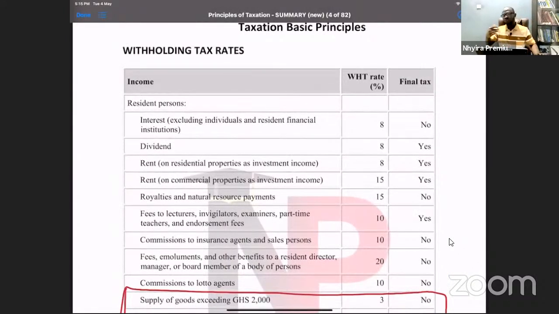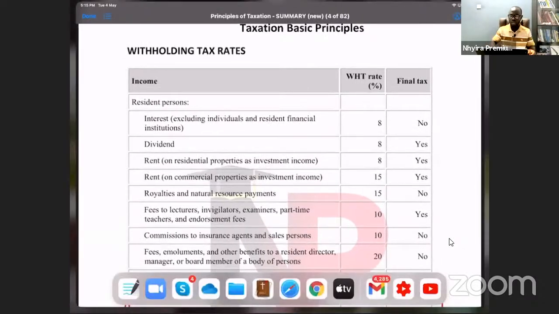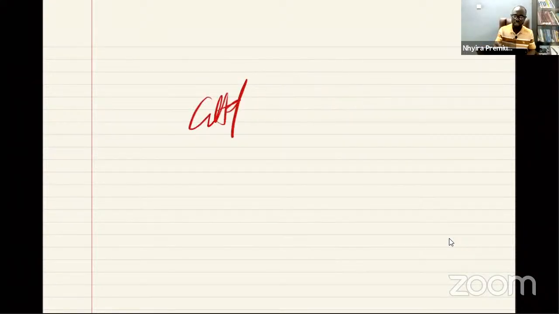But for VAT administration purposes, the Commissioner General has appointed some VAT registered agents to be VAT withholding agents. That's different from the normal withholding tax. So the way it works is this. Let's say I'm a VAT agent, and I sell to you, and you are also a VAT agent. When I'm selling to you, probably I rendered a service to you, and the service value is, let's say, 4,000 Ghana cedis.